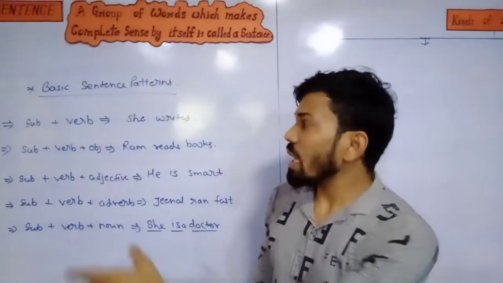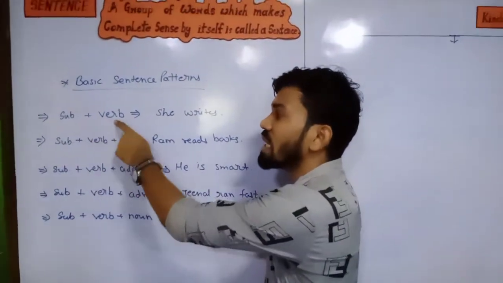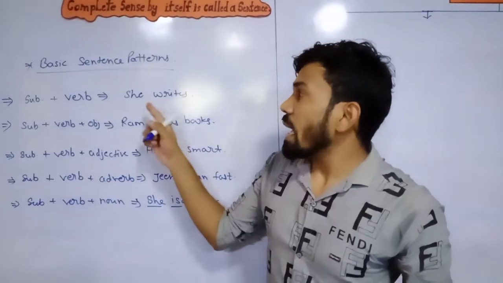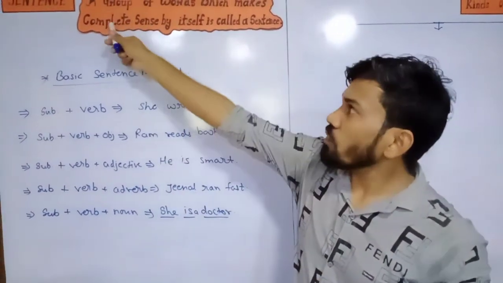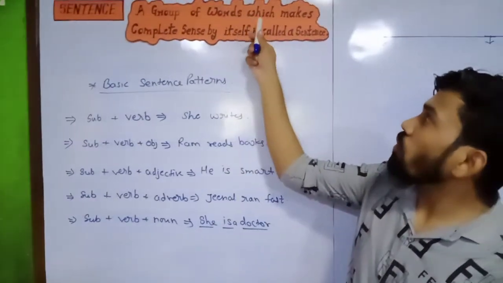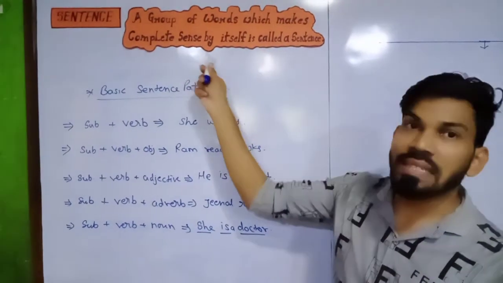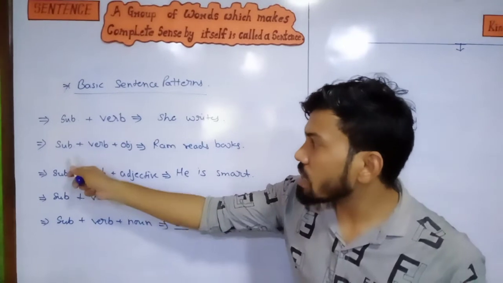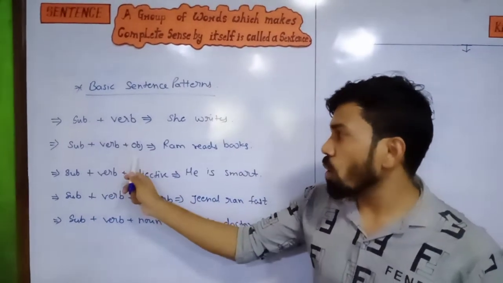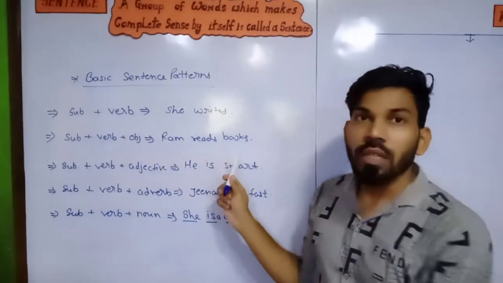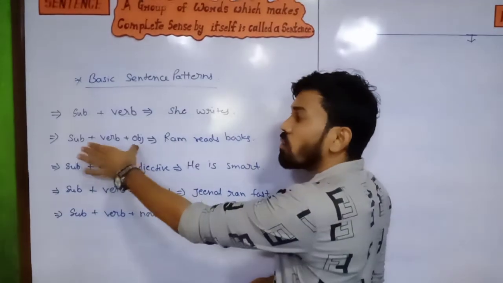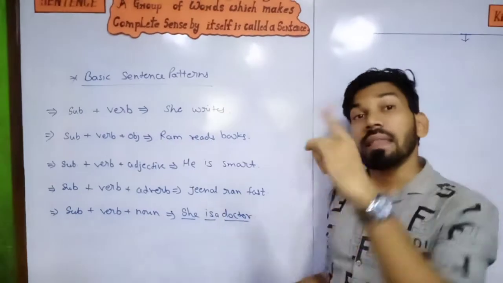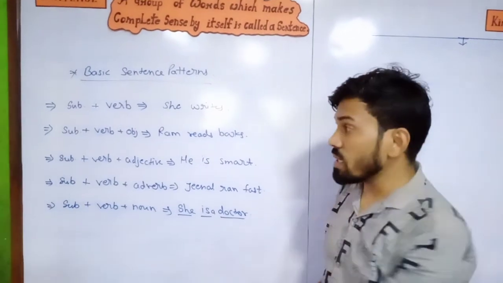If we don't have an object, and we have just subject and verb, then also it is one kind of sentence, because in the definition we learned that when a group of words makes complete sense, we can say that is a sentence. The next one is subject plus verb plus object. Ram reads books. Here the words are arranged properly: subject, verb and object. So that is also a type of sentence.